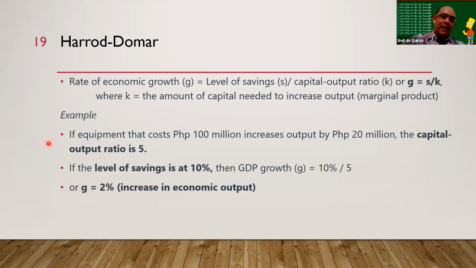So going back to the formula, if the level of savings is 10%, which is S, then your capital output ratio, because of this, is 5. So 10% divided by 5, what do you get? 2%. So it's predicting, forecasting that if that's the case, your pie will grow by 2%. Okay, your GDP is not 2%. Your increase in GDP, the rate at which your pie increases is 2%.